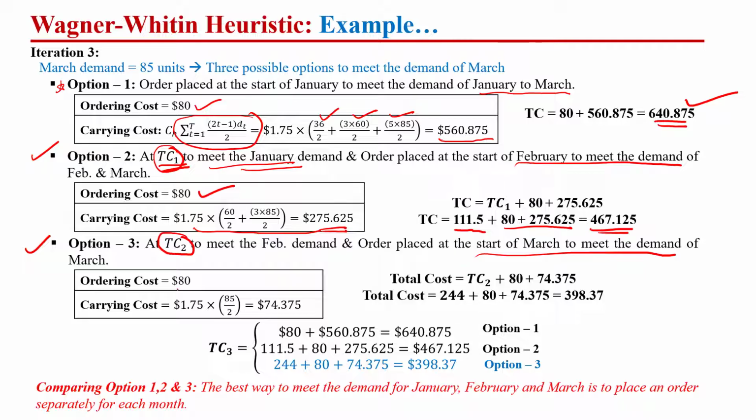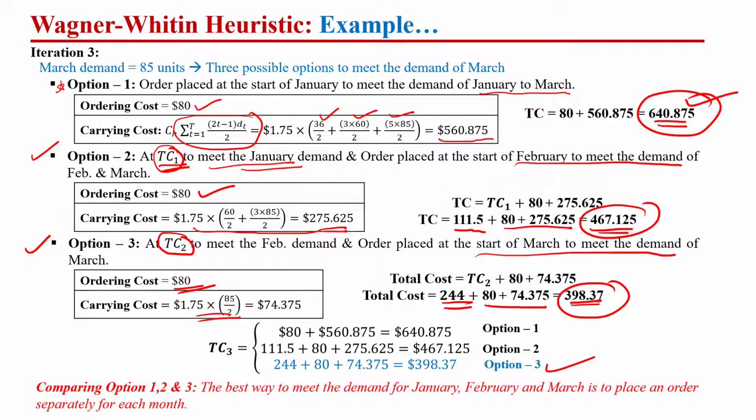So when we are placing the order at the start of March, 80. This is the carrying cost, which is against the average inventory, and this is the total cost. This is TC2, and this is the total cost in the month of March, which is this one. So again, if we compare the total cost against all options, option number 1, option number 2, option number 3, option number 3's total cost is the smallest one.